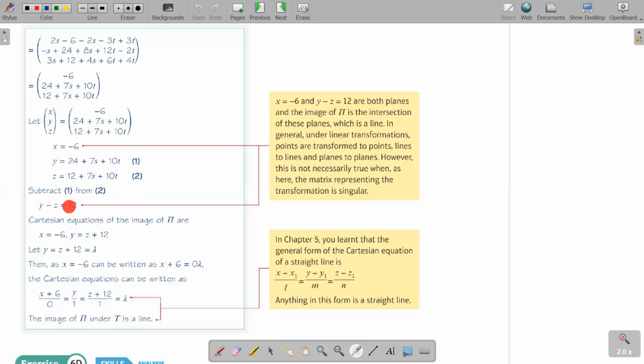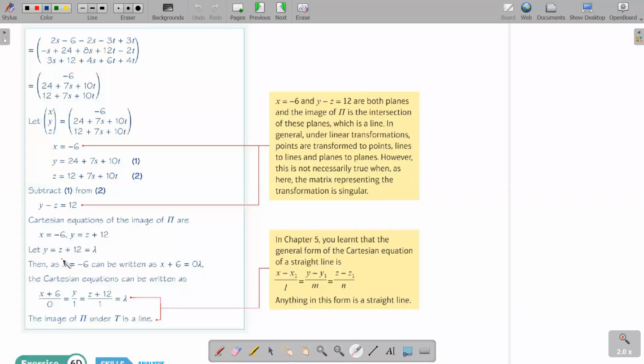So how do we get them together? Now they say here, the Cartesian equation of the image is x equals minus 6 and y equals z plus 12. Are you okay with that? Please take a look at this. And then what we do here is we say y equals z plus 12 is equal to lambda. Do you remember this lambda from the Cartesian equation of the straight line? (x minus x1) over l, (y minus y1) over m, (z minus z1) over n equals lambda. Can you remember how this lambda came up?